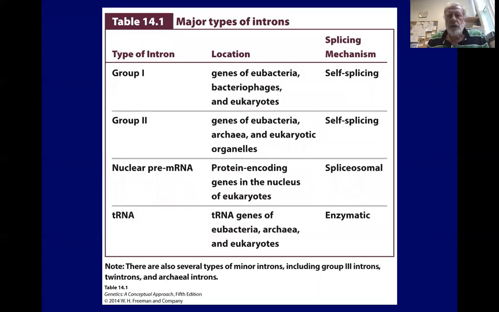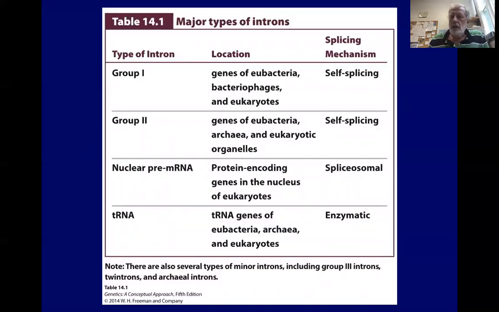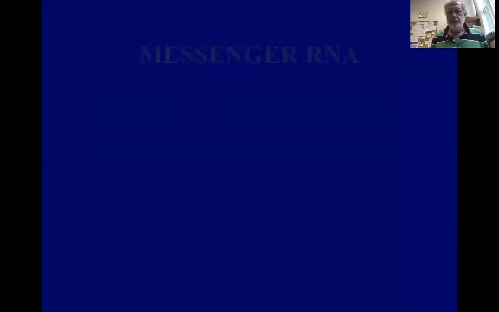And we can group introns in different ways. Group 1 and 2 introns are found in ribosomal RNAs and some other things. And then there are nuclear pre-messenger RNA introns and introns in transfer RNA as well. And over on the right shows you the mechanism used for getting rid of them or cutting them out, and we'll talk about that later.